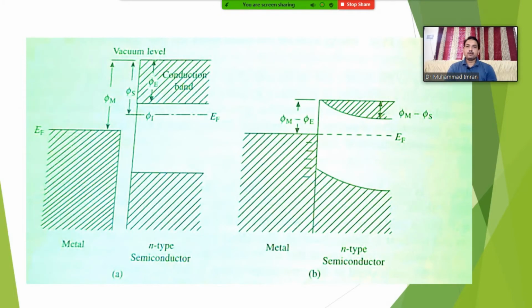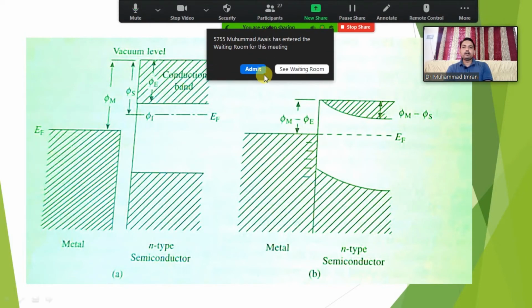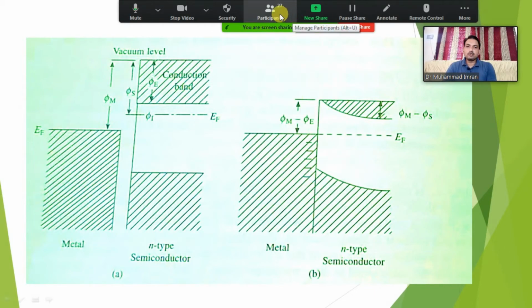This is the band structure diagram of the metal-semiconductor junction. Here you can see this is the metal. This is before contact; there is no junction, no contact between the metal and semiconductor. This is the entire semiconductor and this is the metal. The Fermi level of the metal is lower than the Fermi level of the semiconductor. This is the work function of the metal, phi m. This is the work function of the semiconductor, which is the sum of phi e and phi I.